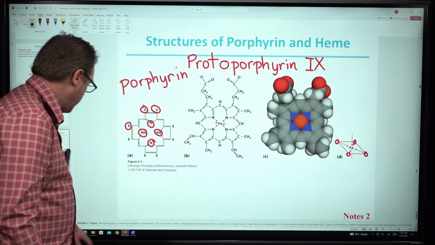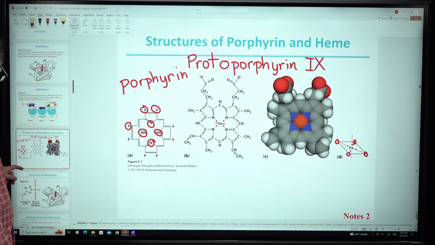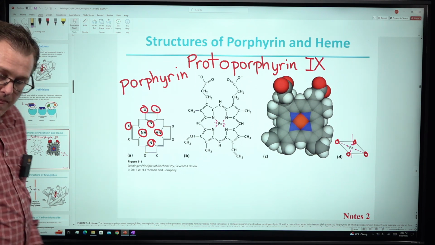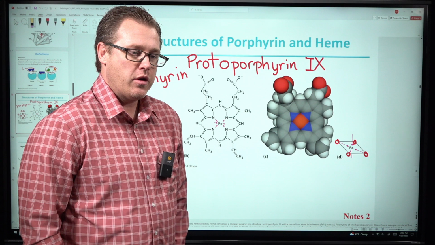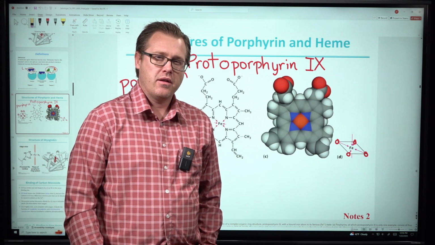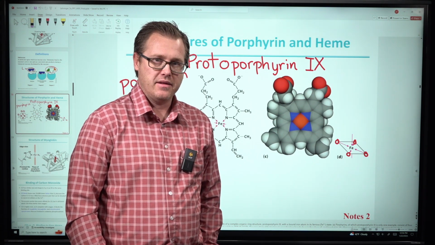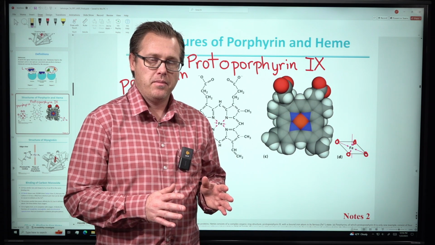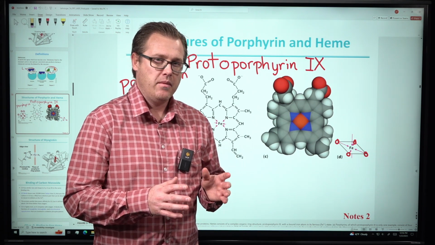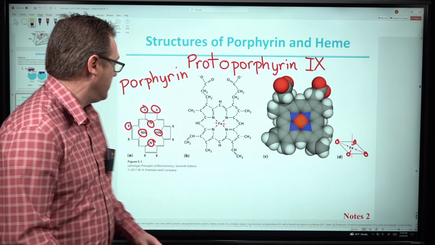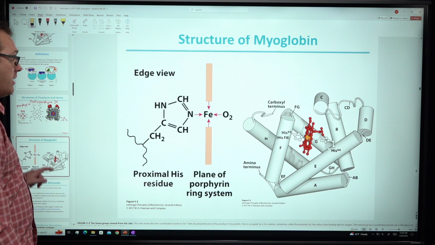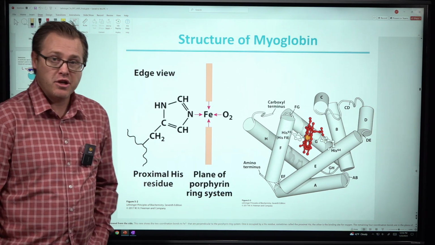Let's see what's next here. So in order to make the iron less reactive, we stick it into heme. Even in heme, it's too reactive, so we have to stick it into a protein. And we're going to take a look at sticking heme into myoglobin.